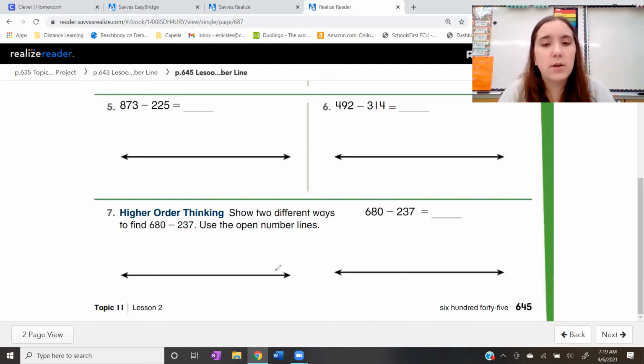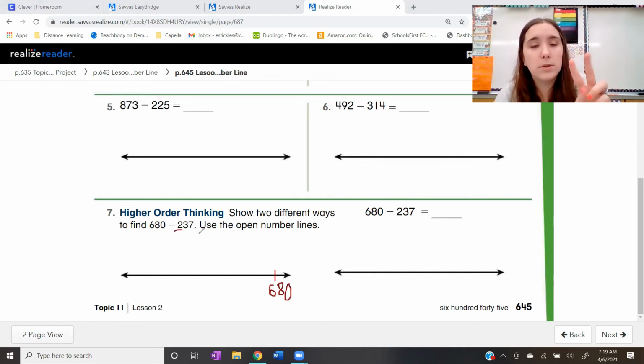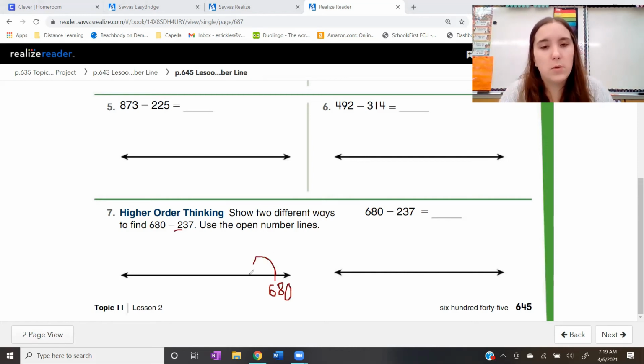So let's start off at 680 on our first number line here, because we're always going to start with our bigger number, and it's going to be at the right end. And now let's do our hundreds. So we have 200, so we're going to make 2 jumps of 100. So 1 and 2. So minus 100 and minus 100.